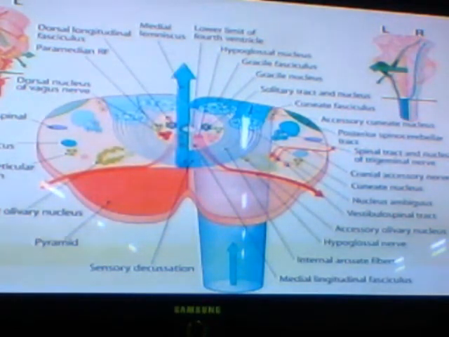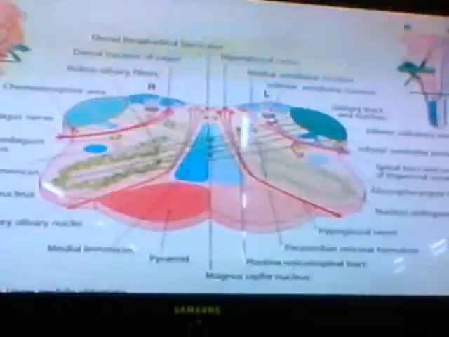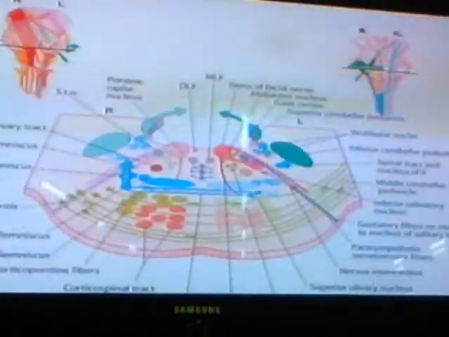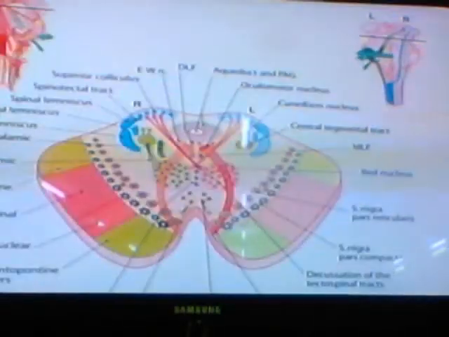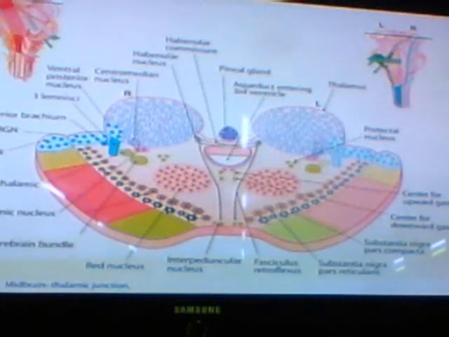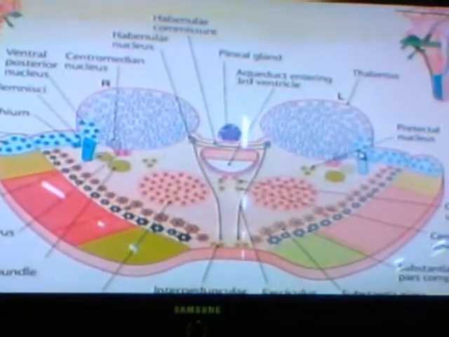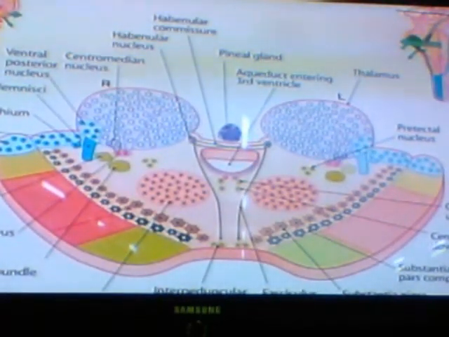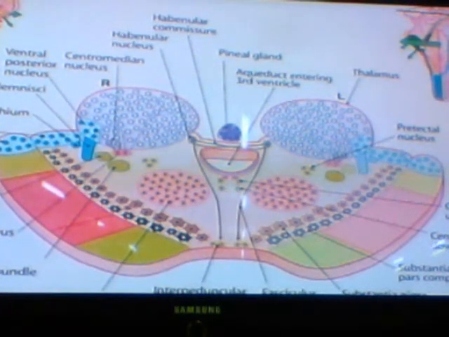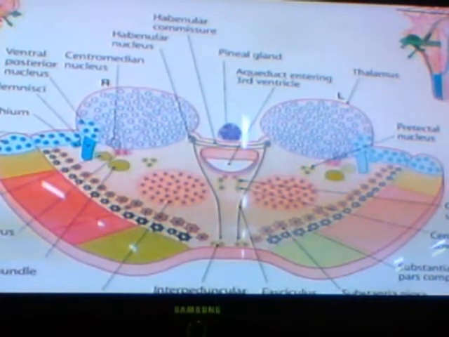Okay? And then having ascended, the medial meniscus is going to go towards which nucleus? It's going to go towards the thalamus. Which nucleus in the thalamus? We say ventral posterior lateral. So that's what you see right here. And then the third order neuron is easy, it's going to go towards the cortex. Everybody's okay with that? Or should I say it?